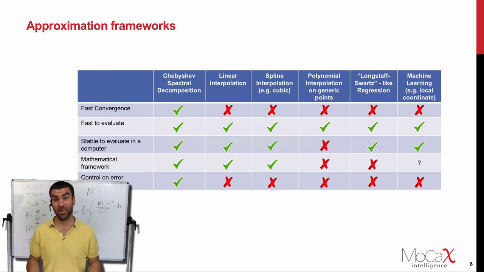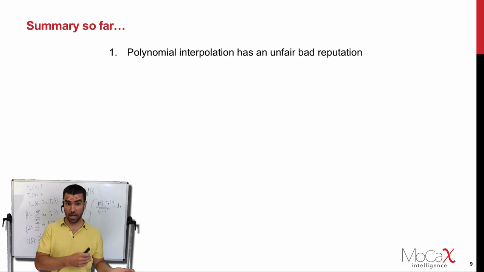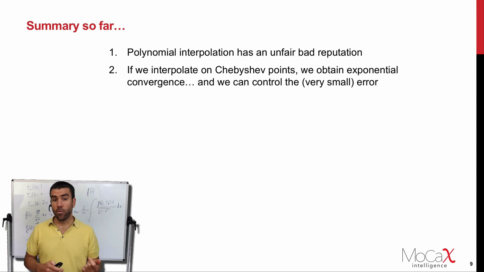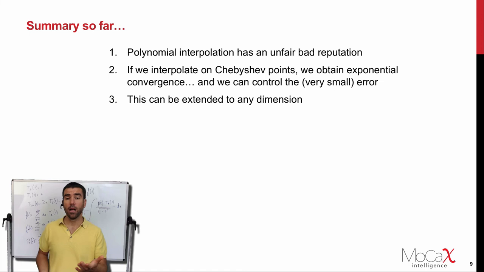So what do we have so far? We have seen that, first of all, polynomial interpolation has an unfair bad reputation. We've seen that in the first part of this session. Secondly, if we interpolate on Chebyshev points, we obtain exponential convergence, mathematically guaranteed. And also, well, we haven't seen that in detail, we'll see soon, that we can control the very small error ex ante, before we launch the calculation. And third, we have hinted that this can be extended to any dimension. I say hinted because we haven't seen it in detail. We will see it in the next video.